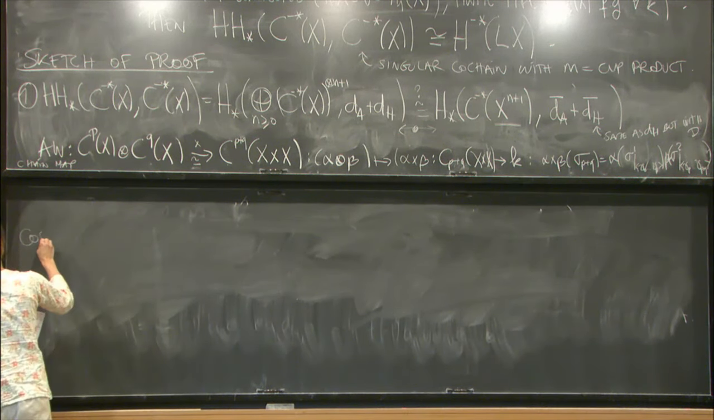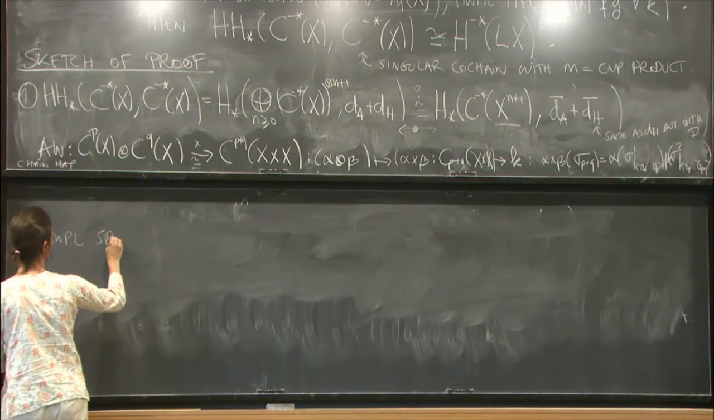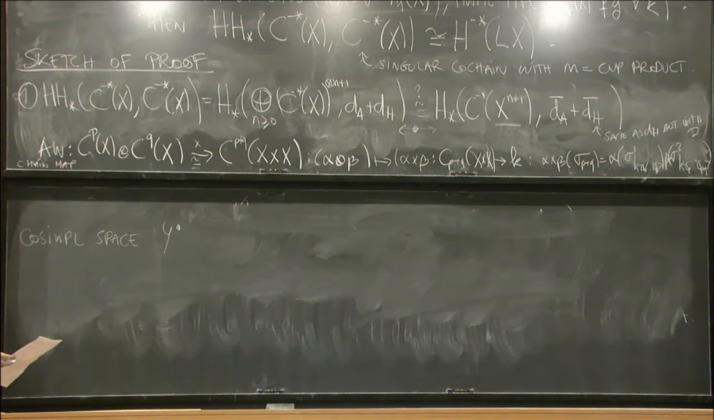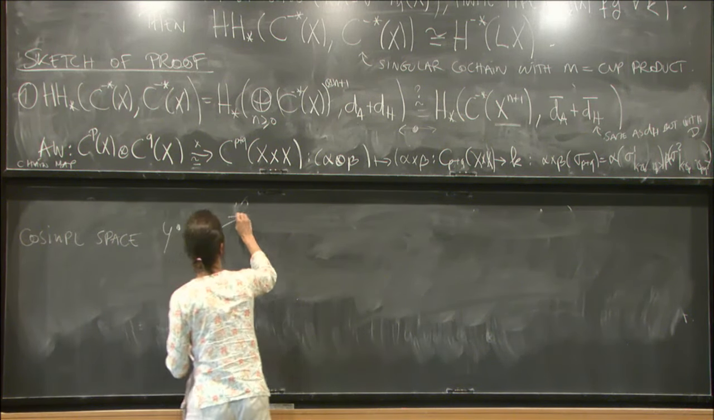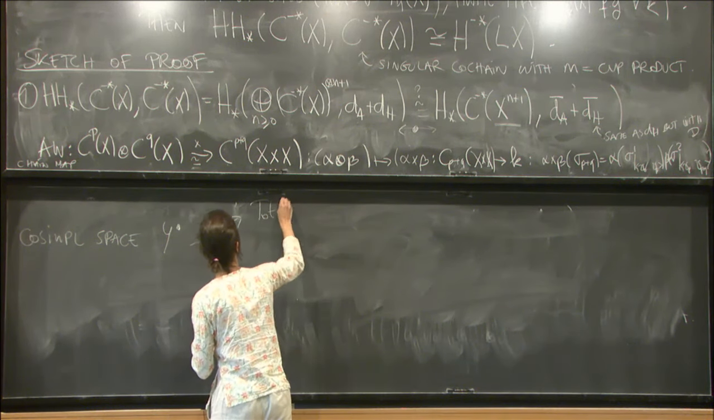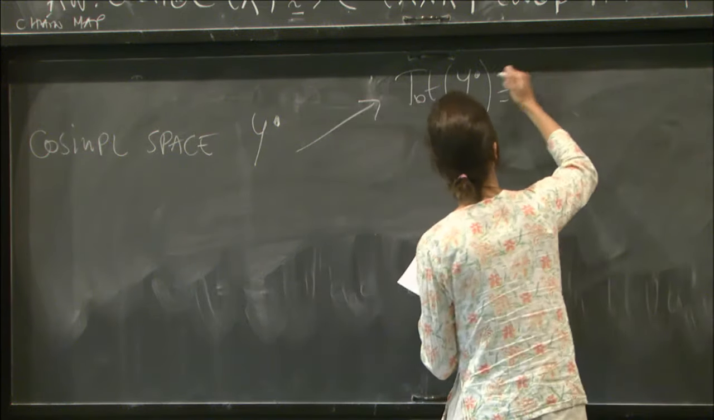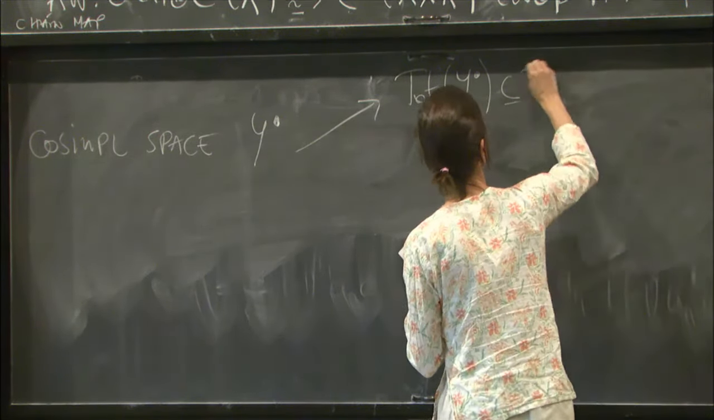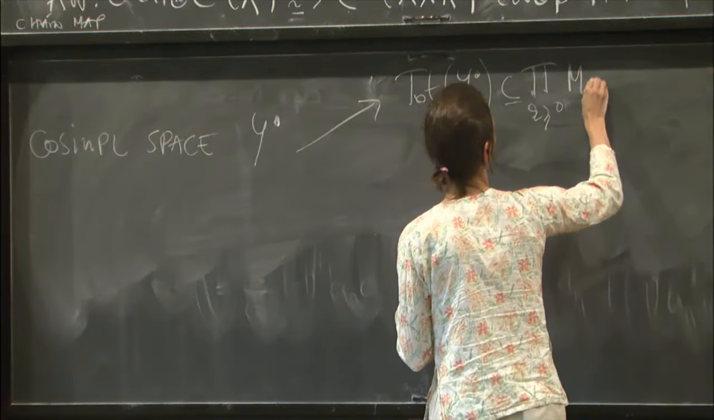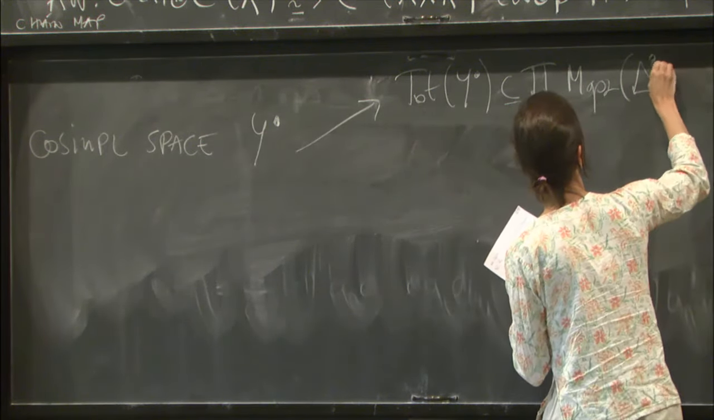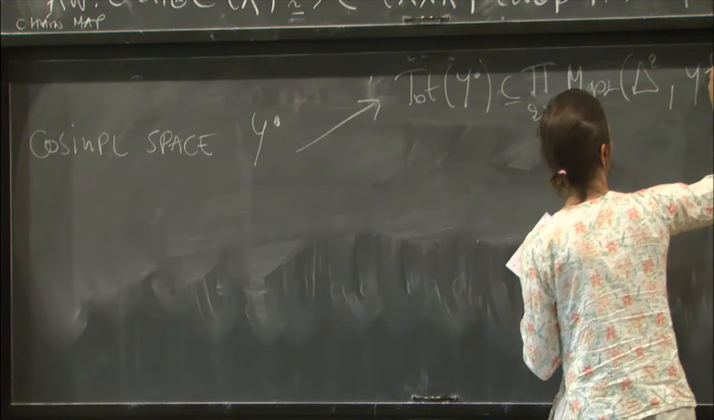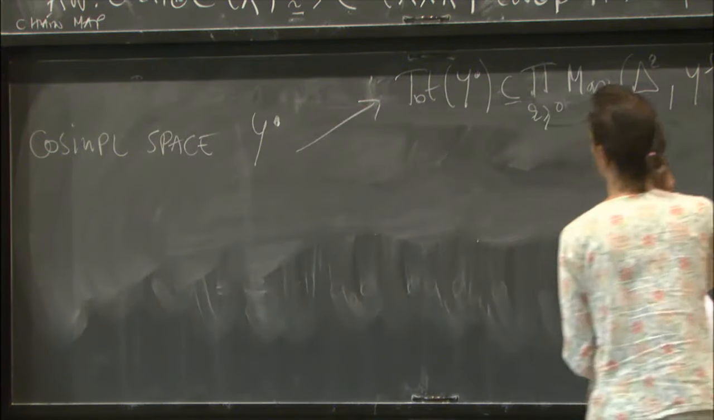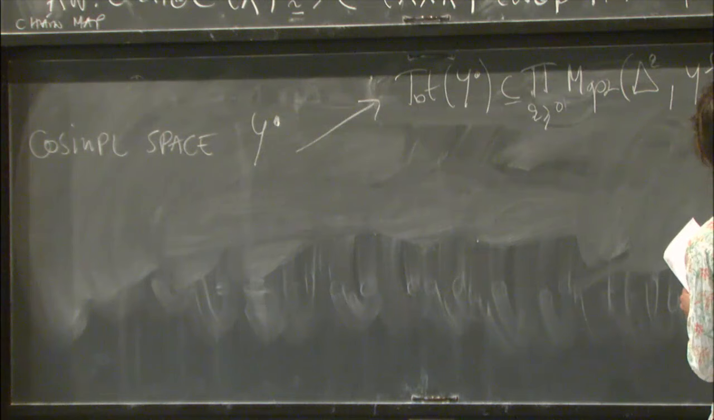So we have our co-simplicial space Y dot, and what can one do with a co-simplicial space? Well, I've just told you, you can make a new space, Tot of Y dot, which sits inside the products of maps, this is what we were doing yesterday, Delta k to Y k. It's a subthing of this thing, right? Maps respecting some face things. So this is a space, okay?